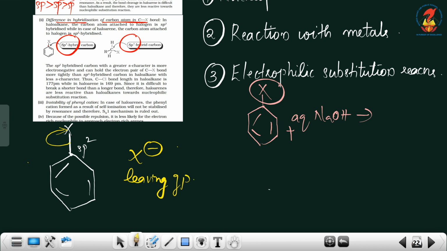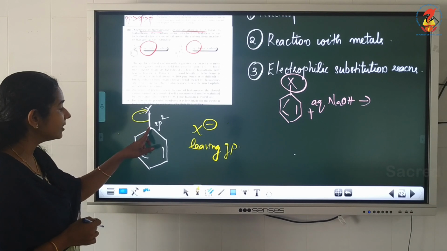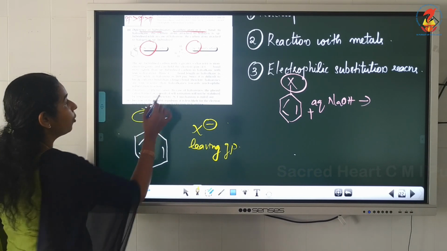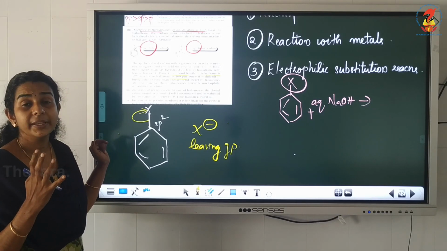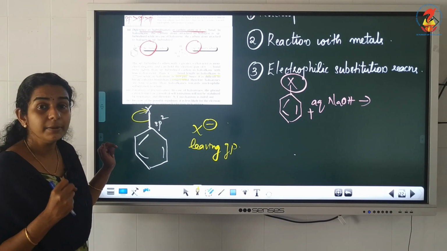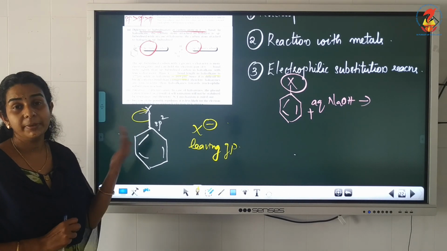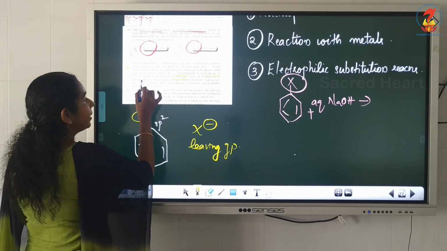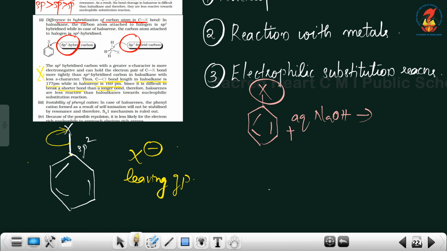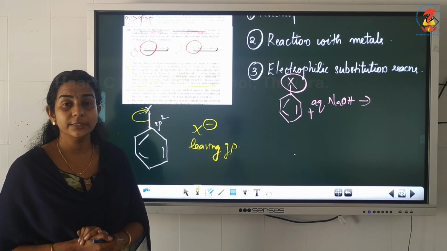So the second reason is due to the difference in electronegativity. And since this carbon is more electronegative, the C-X bond length, the C-Cl bond length in haloalkane is 177, but in haloarene it is 169. So the C-X bond length in haloarene is shorter. The shorter the bond length, the stronger the bond. So the C-X bond in haloarenes will be stronger than the C-X bond in haloalkanes. So very important point, it is very difficult to break the shorter bond than a longer bond. Therefore haloarenes are less reactive towards nucleophilic substitution reactions.